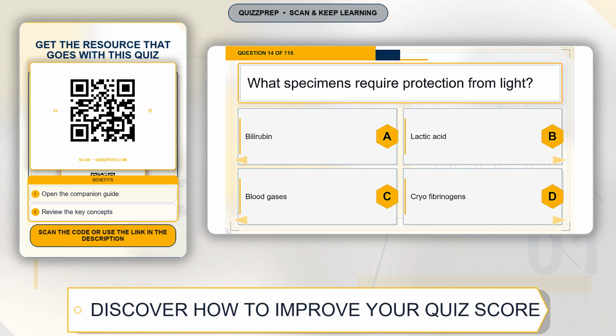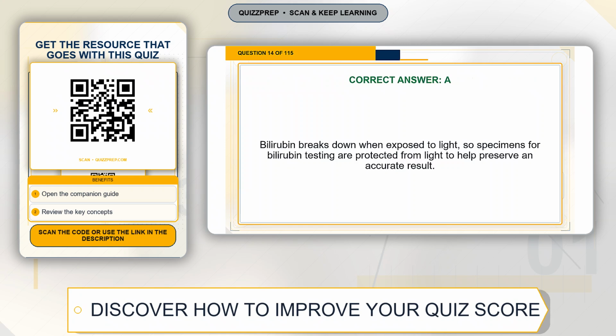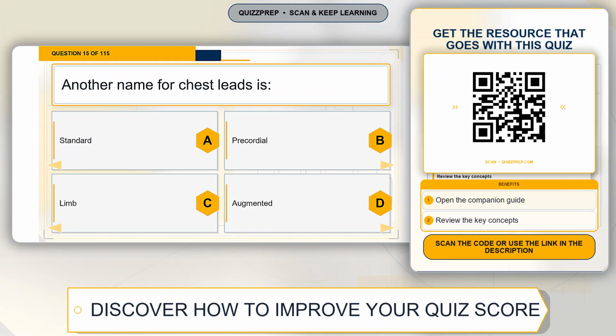Question 14. What specimens require protection from light? Option A, bilirubin. Option B, lactic acid. Option C, blood gases. Option D, cryofibrinogens. The correct answer is option A, bilirubin. Explanation: bilirubin breaks down when exposed to light, so specimens for bilirubin testing are protected from light to help preserve an accurate result. Question 15.